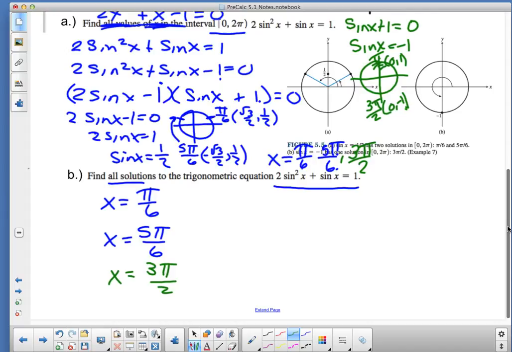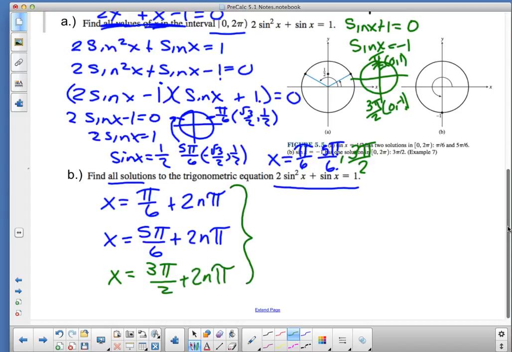But what I want you to be aware of is that every time I go around the circle, every 2 pi, I get back to a coterminal angle with pi over 6, and a coterminal angle I can come back to from 5 pi over 6 every 2 pi rotation, and 3 pi over 2. So when I'm asking for all solutions, I've got to add in multiples of 2 pi, or 2n pi, where n could be any value that is an integer.